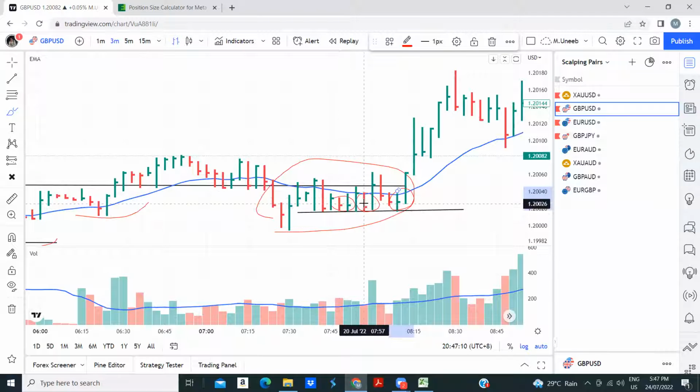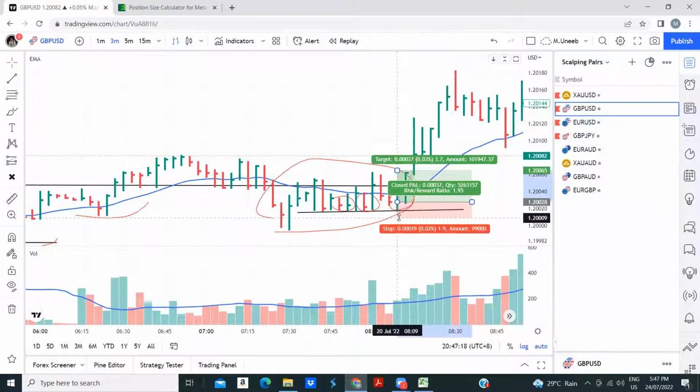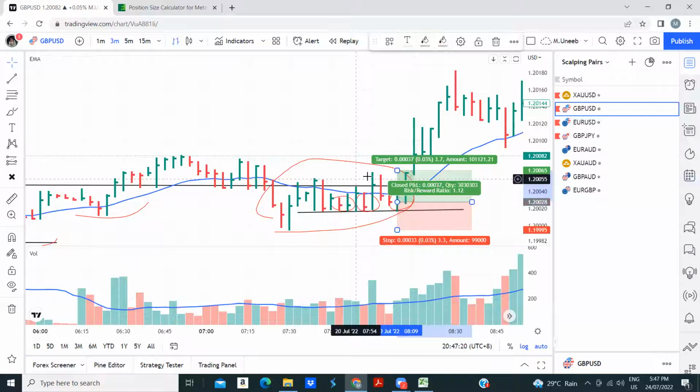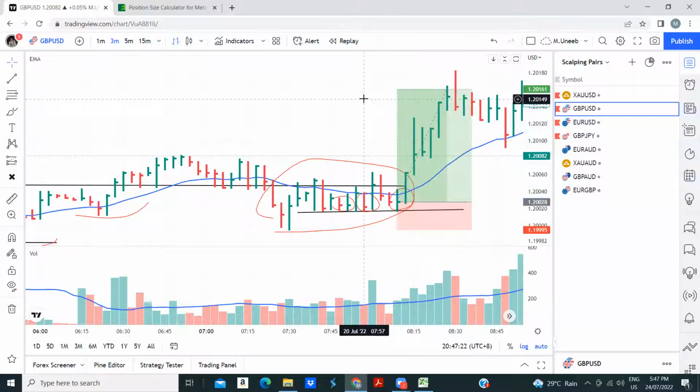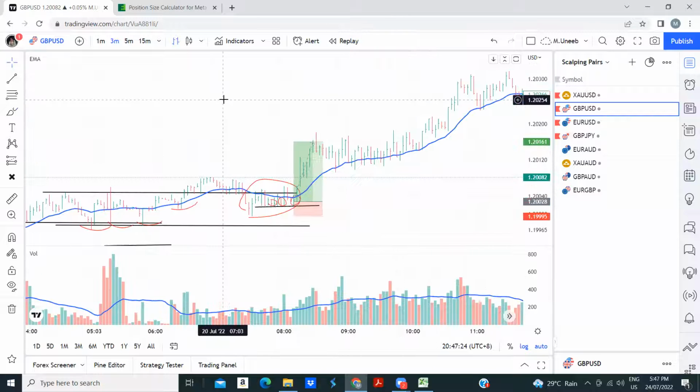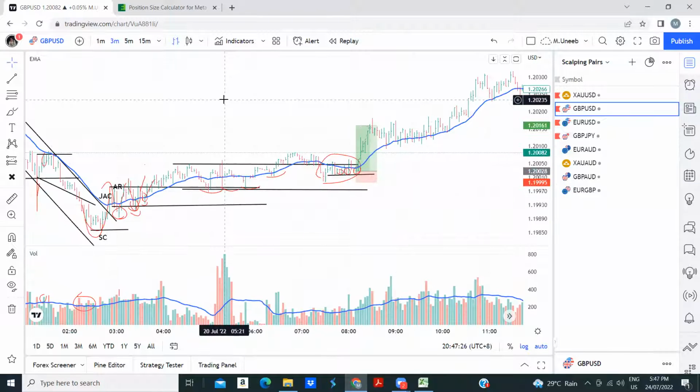This is effort versus no result. This is no demand. This is hidden spring. So all of these are good entry points. Stop loss can be placed right over here. Now you can enter and go long. Make sense? Yeah, makes sense.